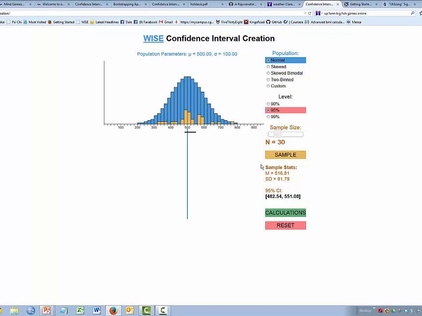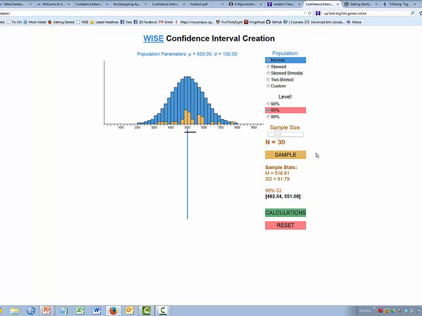So we could say there's a 95% chance that this confidence interval that we created in fact encloses the true population mean. Now in practice we won't know, but if we've done everything right, we can have 95% confidence that we have captured the true population mean. It's important to recognize that this sample that we drew is just one of many possible samples.